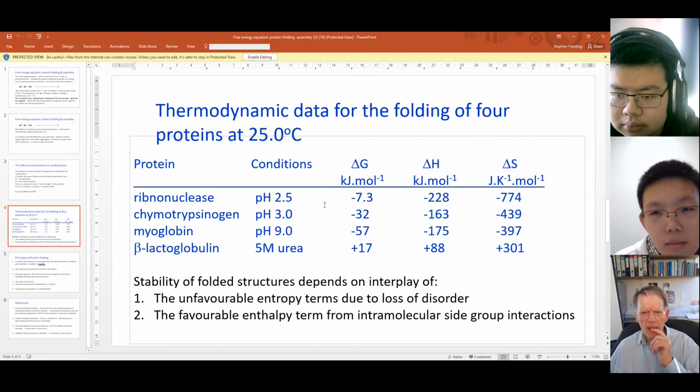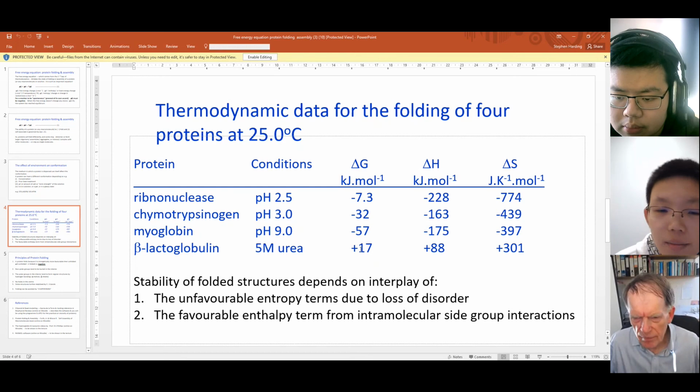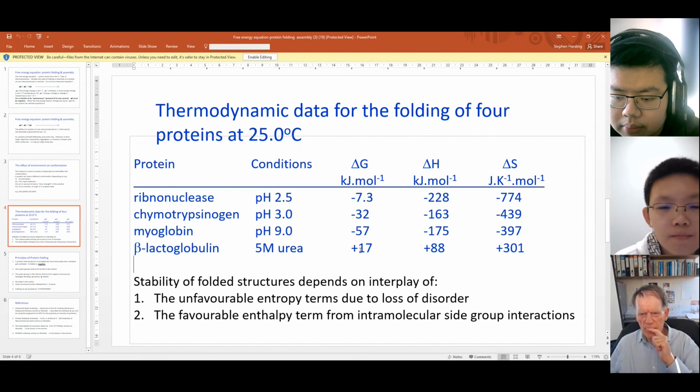If the energy of folding delta G is positive, does that mean the protein will be folded or unfolded? Unfolded, that's right, because delta G is not negative. And in these conditions, the protein will be folded. Folded, that's right. So under these conditions, although when the protein folds, it becomes more ordered, and hence there's a loss of randomness.